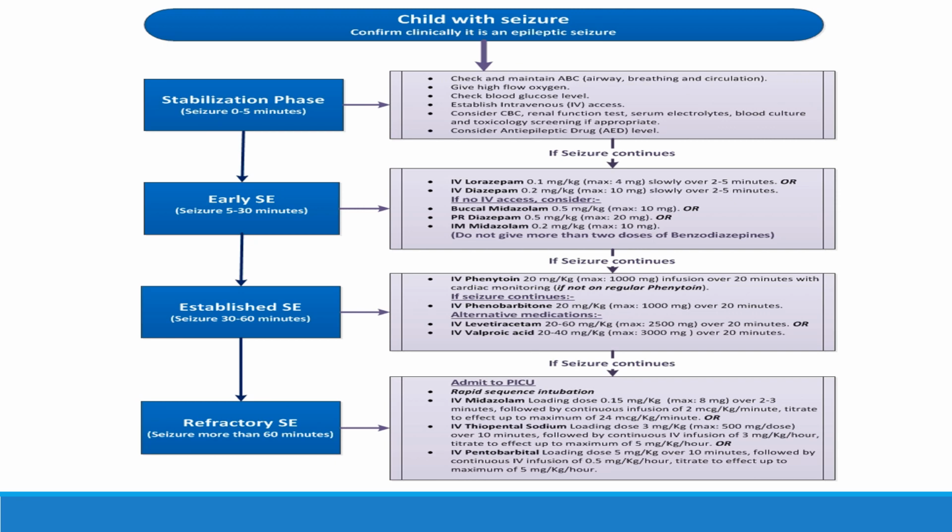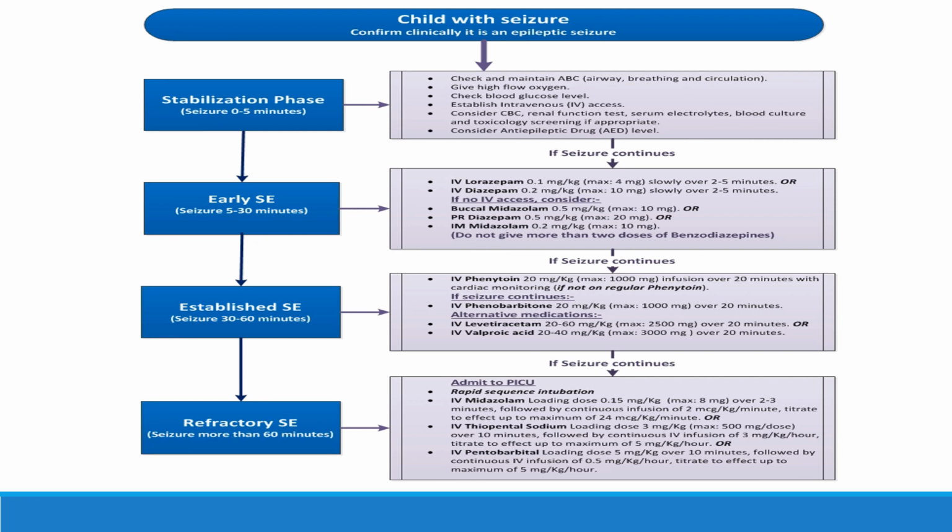Check blood glucose level. Establish intravenous access. Consider the following as we mentioned earlier: CBC, renal function, electrolytes, toxicology screen, and maybe blood culture. And if the patient is on anti-epileptics, consider anti-epileptic drug levels. But if the seizure continues more than 5 minutes, then it is an early status epilepticus, in which the seizure can last from 5 to 30 minutes.